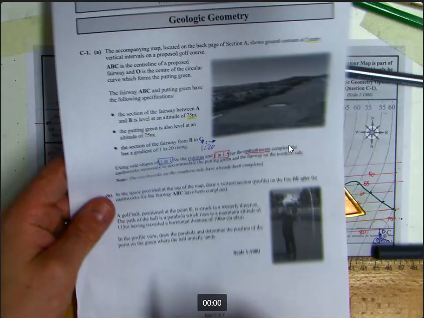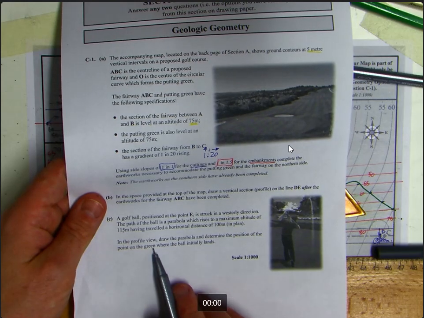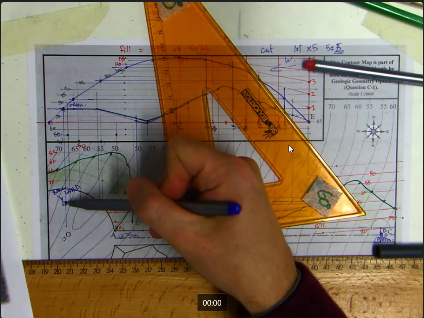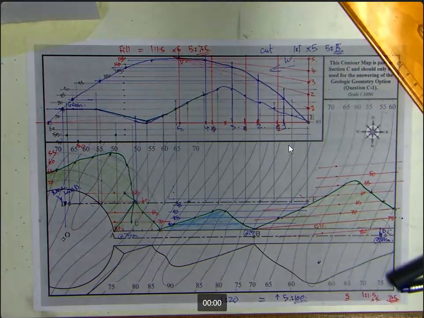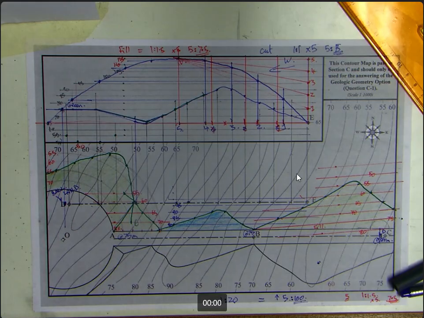So the question says, in the profile view, draw the parabola and determine the position of the point on the green where the ball initially lands. There and there. Okay? That's our question solved. That's the map. I hope that helps.